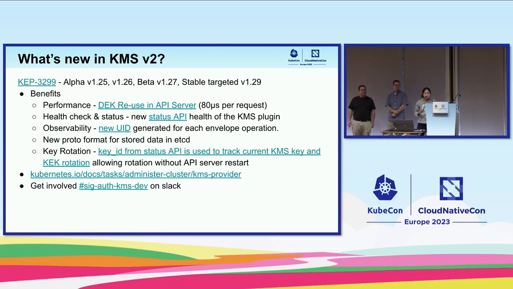And observability, right? A new UID was added so that you could actually correlate between all the three different actors. And then also there's a new proto format that was introduced, being stored as part of etcd. So when you look at the etcd data, you actually know which key encryption key was used, what the data encryption key was used. And last but not least, because we actually keep the key ID as part of the status API, you can now rely on that information to help you decide when you can rotate the key.